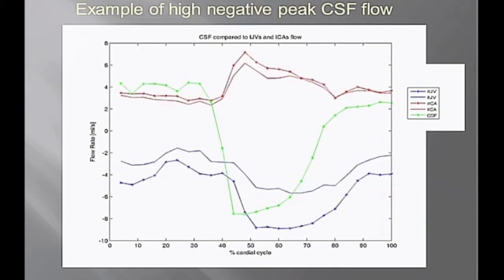And here's an abnormal case of CSF flow. And here you can see it's now at 4 milliliters per second, peaking down to minus 8 milliliters per second. This is highly abnormal. It doesn't approach most of the other examples that are there.